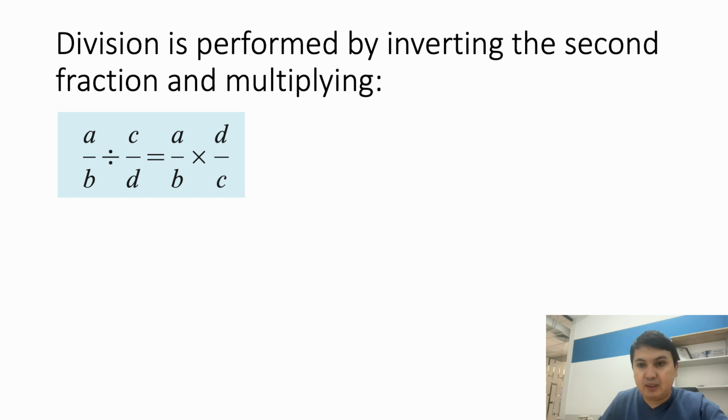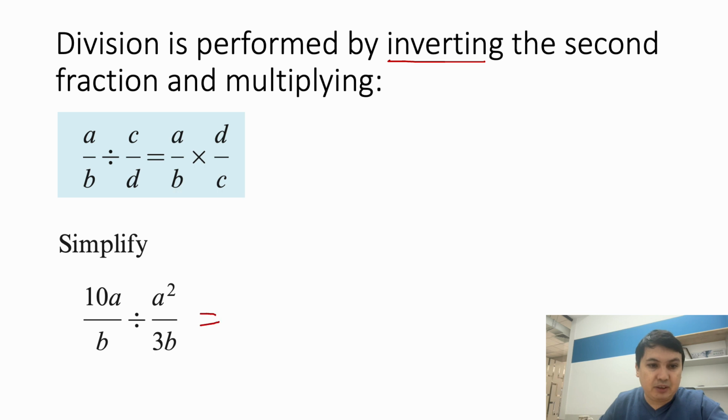All right. How about division, right? If you have an algebraic expression a over b, some complicated expression, and you want to divide by c over d, we know that division becomes a multiplication by reversing the second, right? So c over d becomes d over c, right? So reversing or inverting, however you call it.